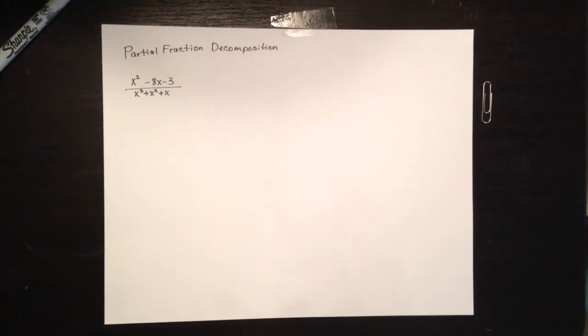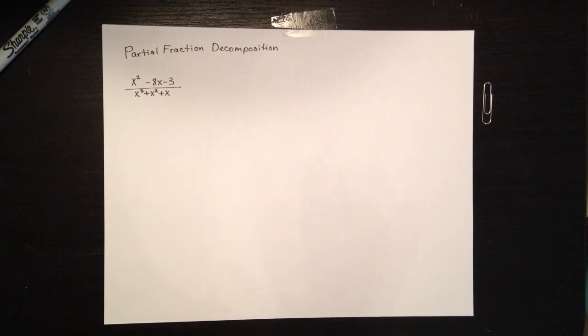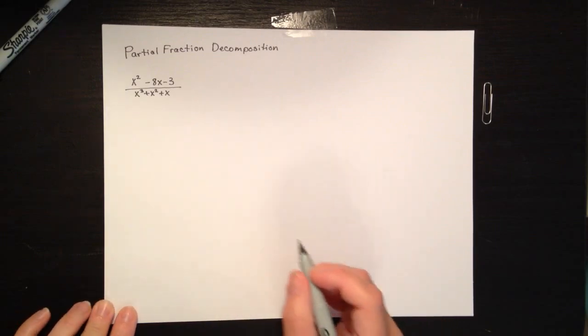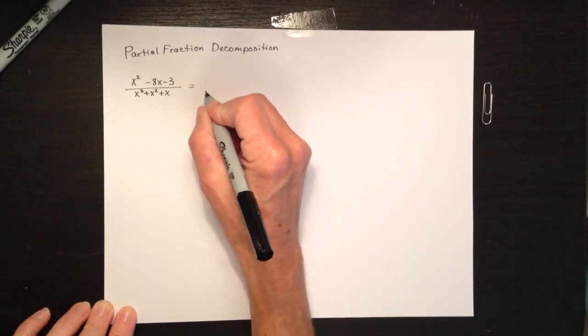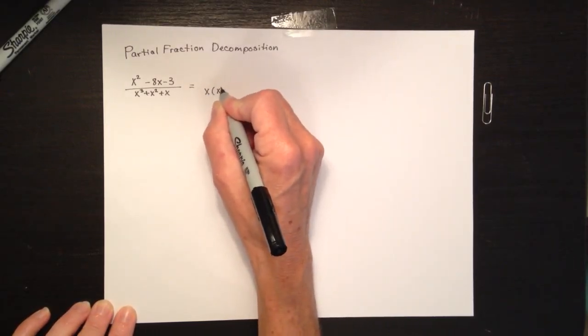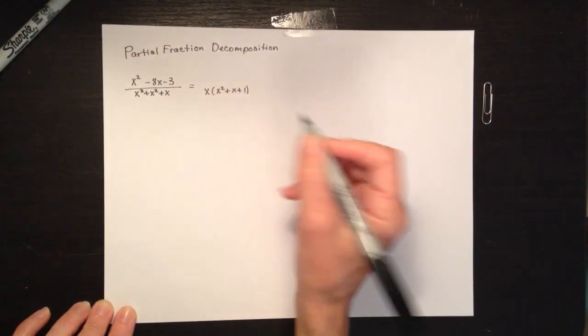This video is another one about finding the partial fraction decomposition for a rational expression. And so this is what we're given. The first step is to factor the denominator, x cubed plus x squared plus x. What we can do with that is pull out the greatest common factor, which is an x, leaving us with x squared plus x plus 1.